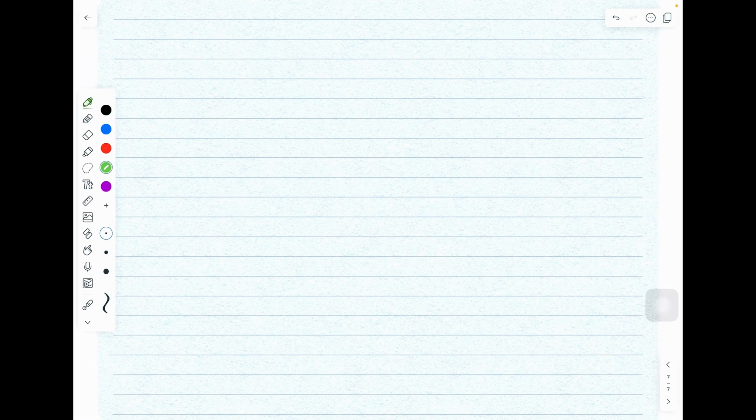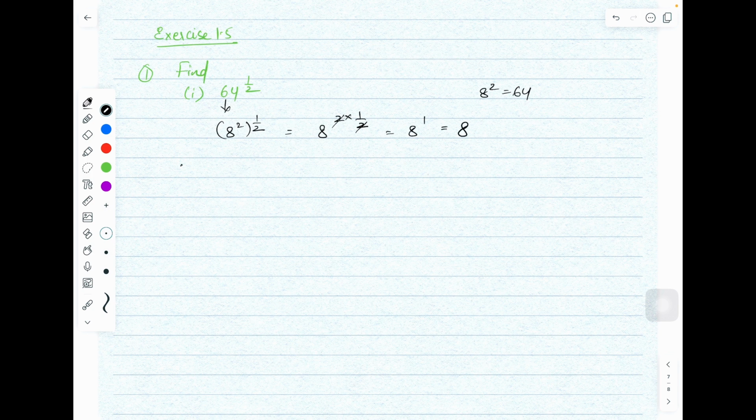Understood? Now we'll go for the fifth exercise, Exercise 1.5. First question is to find 64 to the power 1 by 2. We know 8 square equals 64, so this can be written as 8 square to the power 1 by 2. Then we multiply the exponents: 2 into 1 by 2, the 2 gets cancelled. This gives 8 to the power 1, which is 8.